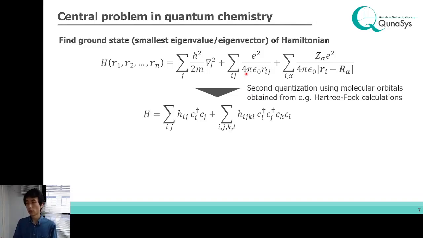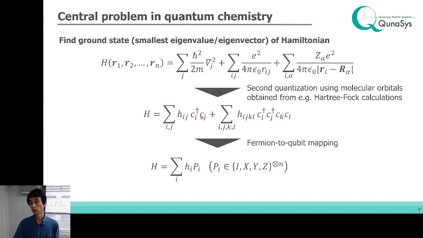So first we do a second quantization using molecular orbitals obtained from, for example, Hartree-Fock calculations, and we obtain something like this. After obtaining this second quantized Hamiltonian, we can transform it by fermion-qubit mapping. For example, we can use the Jordan-Wigner transformation to get a Hamiltonian in this form. This Hamiltonian is just a sum of Pauli operators, so we can easily use it on the quantum computer.